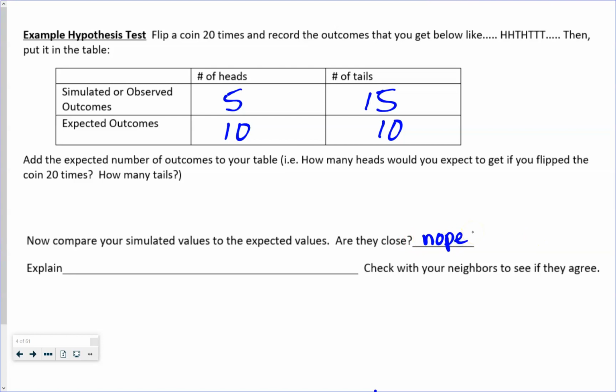because they are far from the expected value for me personally. If yours was closer, maybe you got 12 and 8, you could say they were kind of close because they were not too far away from the expected outcome, but they weren't perfect. So you just fill that in for yours personally, okay? Check with your neighbor, that's me. All right.